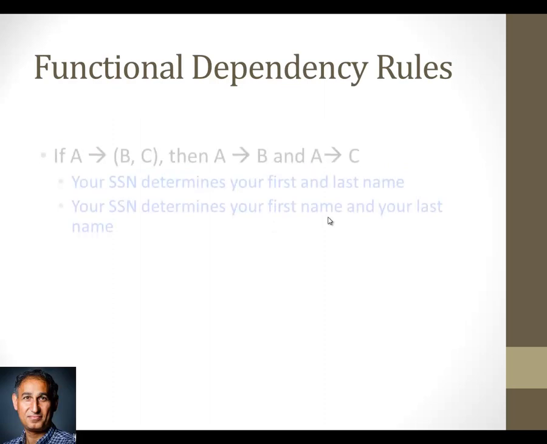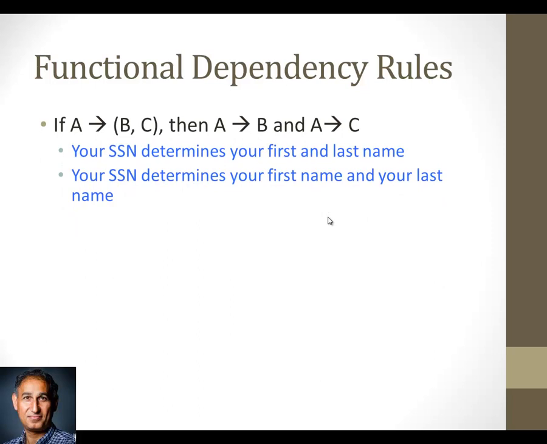Those functional dependencies follow certain rules. For example, if A can determine B and C, then A can determine B alone and A can determine C alone. For example, if your social security number can determine your first name and last name, then just by knowing your social security number, I can determine your first name by itself, or I can determine your last name by itself.